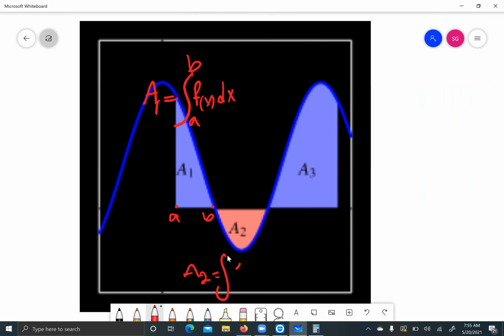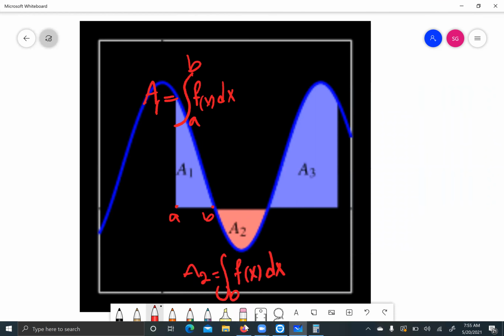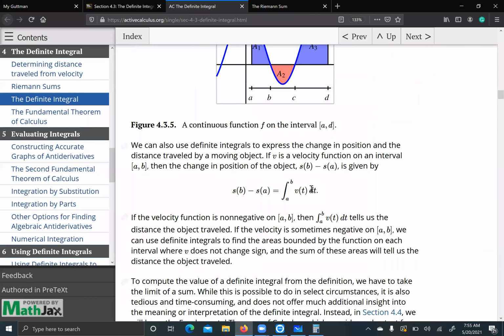A2 is the integral of f of x dx from b to, what's that number? C. This is C, and this is D. So finally, A3 is in fact the integral of the function with respect to x from C to D. So you can represent these areas using your integral.